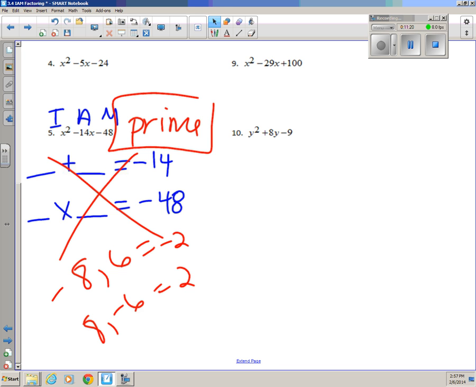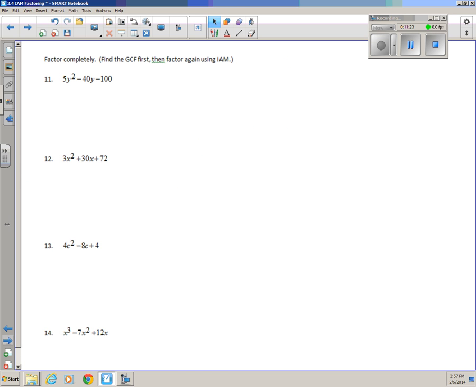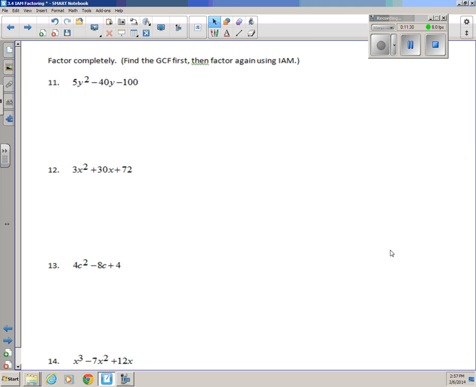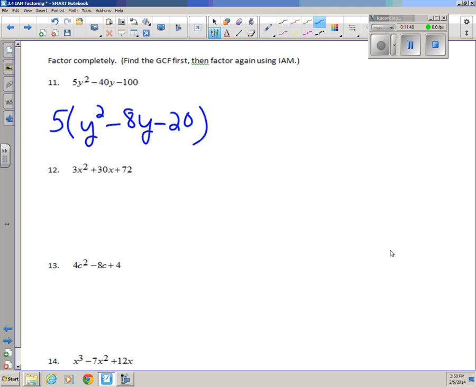The next one I would like for us to do, and then we'll stop, is the factor completely problems, where it says to find the GCF first, and then you factor again using the trinomial method. If we take a look at number 11, I can't factor that way right now because I don't have a 1 in front of my y squared term. I've got a 5. But I realize that I can divide everything through by 5. So I have a GCF of 5, and what's left over is y squared minus 8y minus 20, because 5 times y squared is 5y squared, 5 times negative 8y is negative 40y, and 5 times negative 20 is negative 100.